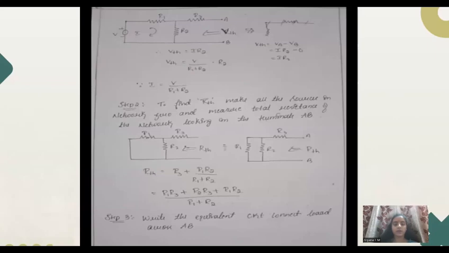Now step 2 is to find RTH. I will make all the sources in the network 0 and measure only the total resistance of the network.